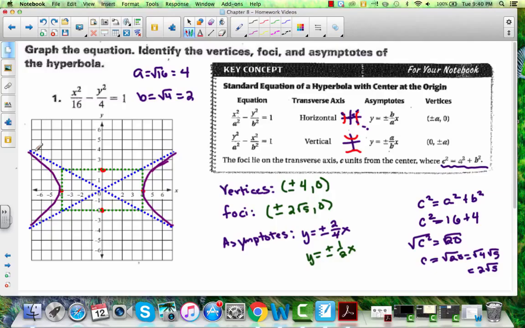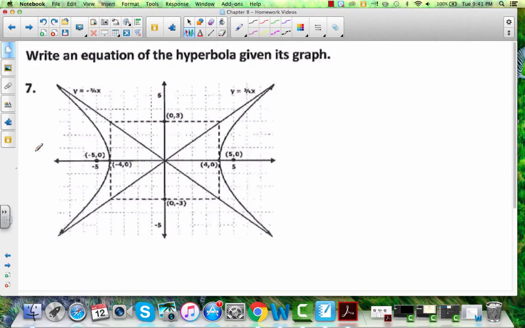So if you have any questions on graphing hyperbolas, there are a lot of steps to doing it. It's not difficult with practice, but it is just good to get that practice and have all the information that you need there for you. Let's take a look at the next one.